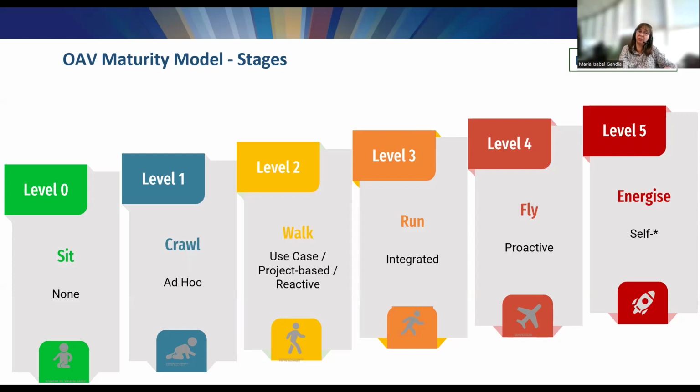If you have level 1, you're crawling, you have some ad hoc cases of orchestration, automation, and virtualization. In level 2, you have some use case or project-based or reactive automation. If you are in level 3, automation, orchestration, and virtualization are integrated in your network. If you're on level 4, you are proactive. You are doing things before you have to react to something. And as I said, if you are in level 5, you are energizing and everything is done automatically.